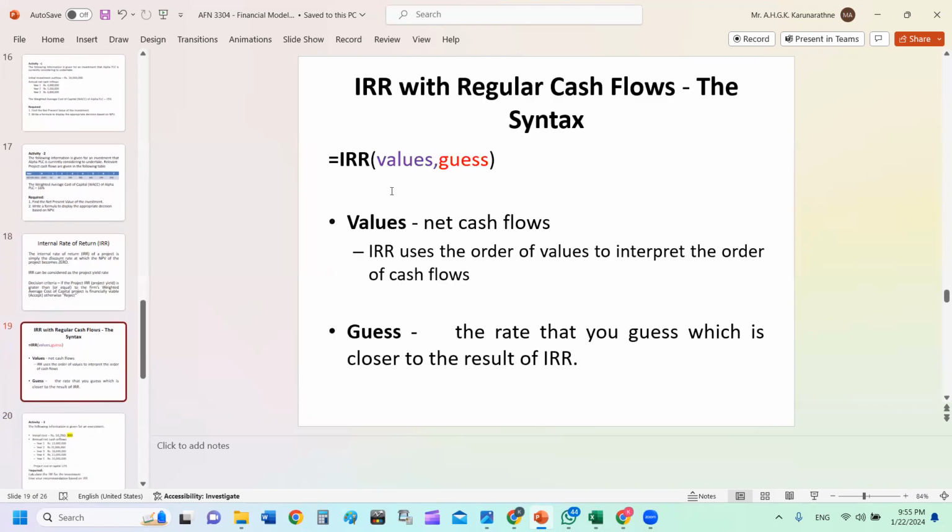Okay, very simple. With Excel, there's a formula called IRR. Just select all the cash flows, and within less than 1 second it computes the IRR. You must know what IRR is.